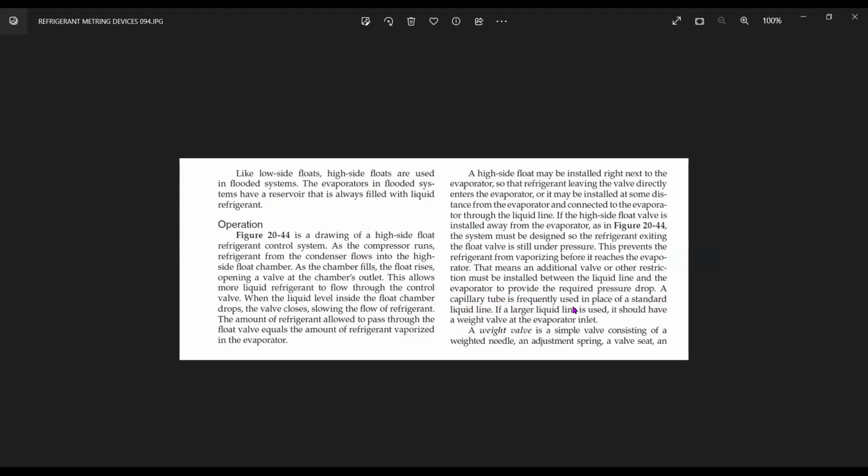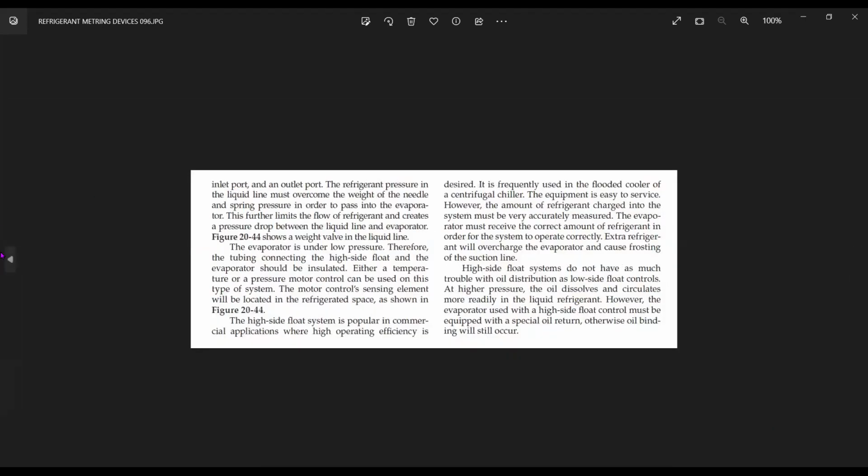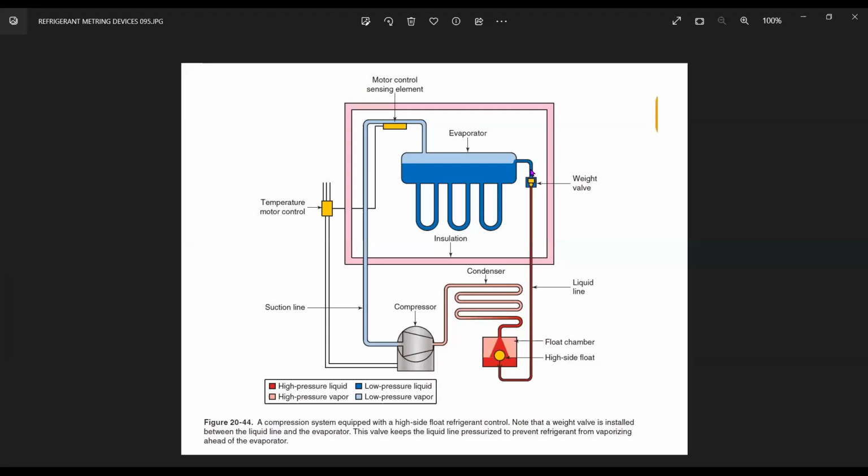A capillary tube is frequently used in place of a standard liquid line, where a thinner tube can be used. If a larger liquid line is used, it should have a weight valve at the evaporator. Generally, एक weight valve की जगह पे एक capillary tube भी लगा सकते हैं. A weight valve is a simple valve consisting of a weighted needle, an adjustment spring, a valve seat, and an inlet port and outlet port. So basically क्या है ये weight valve is basically heavy. So against only the flow of the refrigerant it will open. That is the idea.